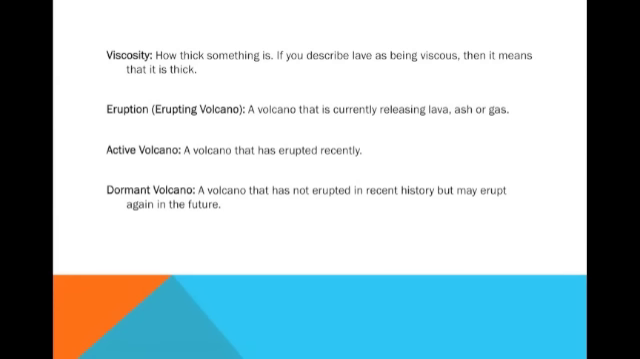A volcano that is currently releasing lava, ash, or gas is called an erupting volcano, because it's erupting. An active volcano is a volcano that has erupted recently, and a dormant volcano is a volcano that has not erupted in recent history, but may erupt again in the future. A way to remember this is dormir, which means to sleep in French. So it's sleeping, but it's going to wake up, and that's representative of it erupting again.